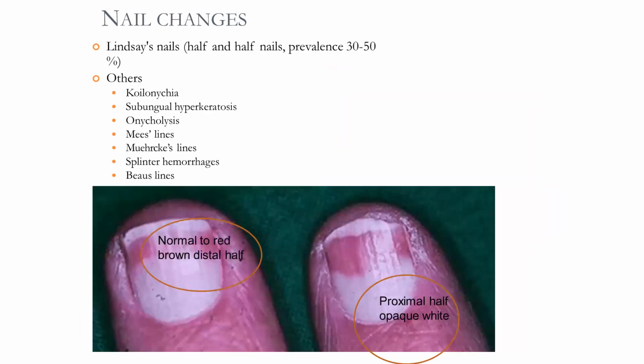Nail changes. Lindsay's nails are the half and half nails, a very common finding in renal pathology. Others are polyonychia, subungual hyperkeratosis, onycholysis, Mees lines, Muehrcke lines, splinter hemorrhages, and Beau's lines.